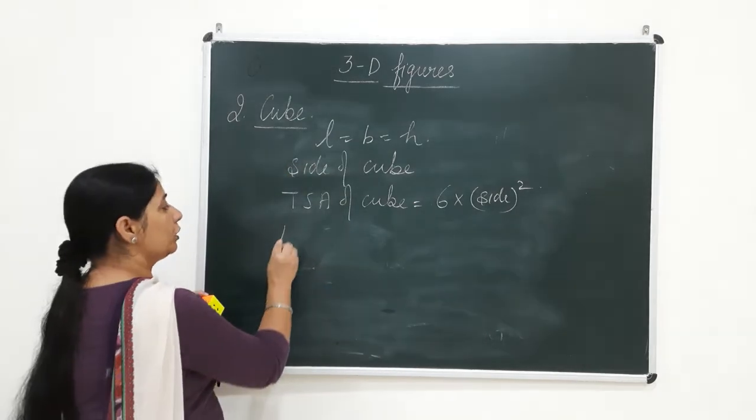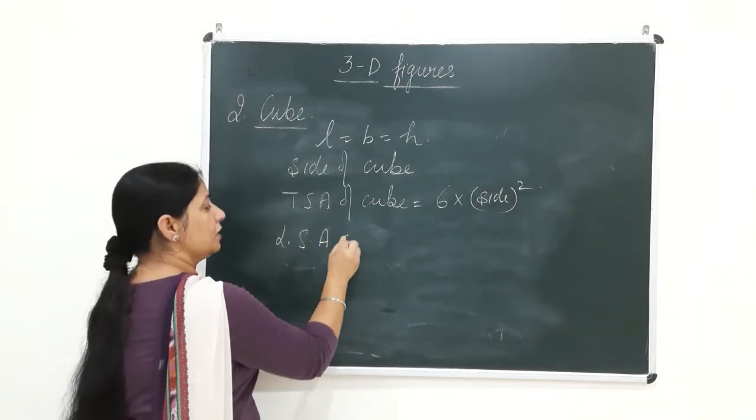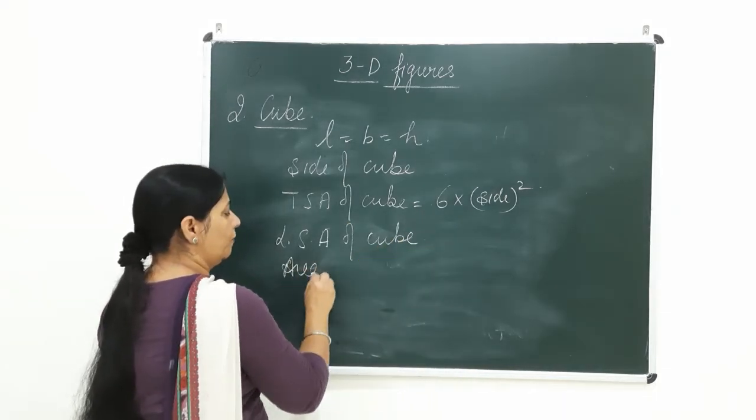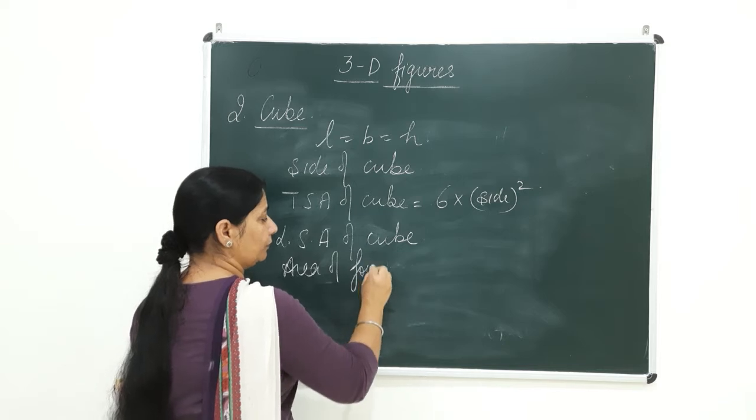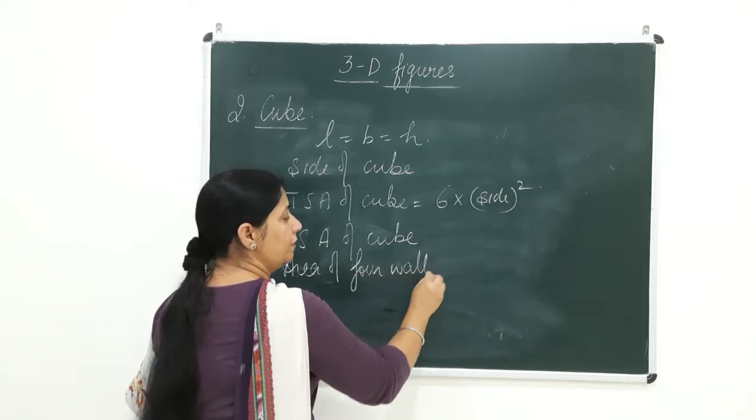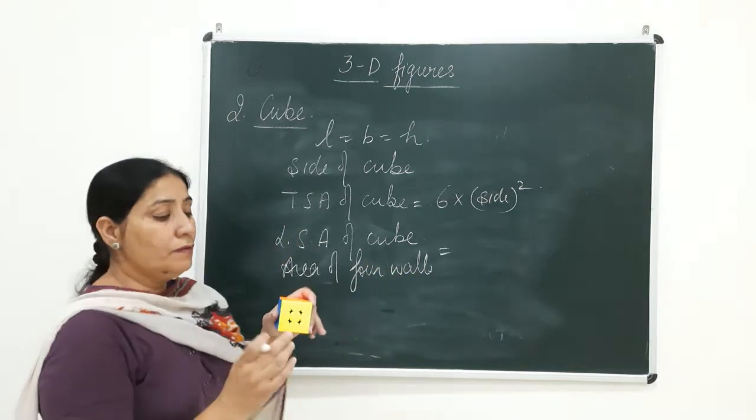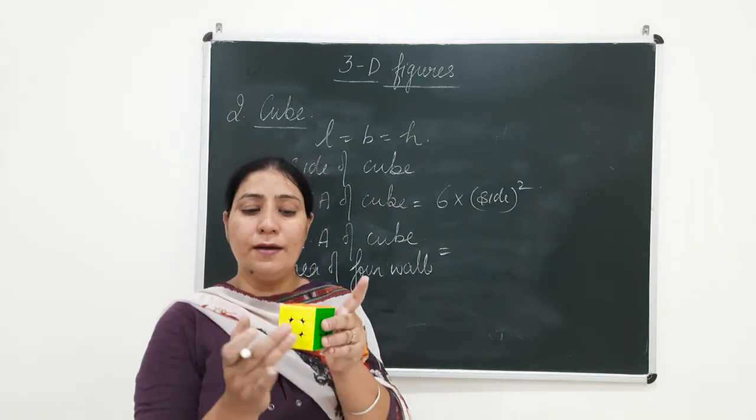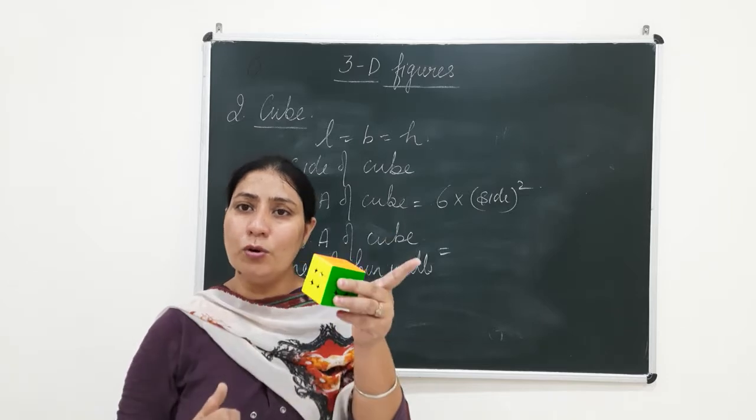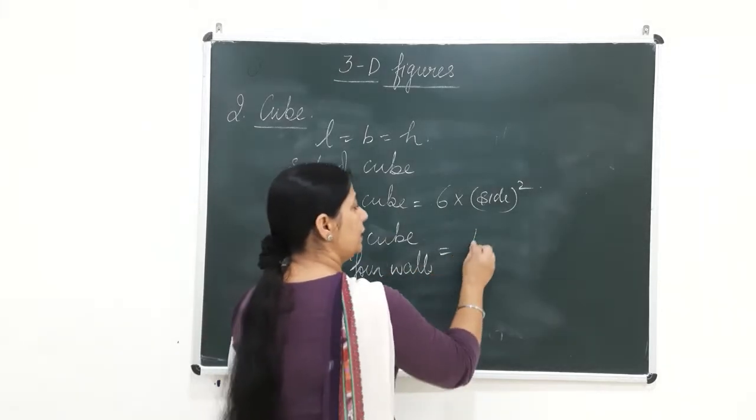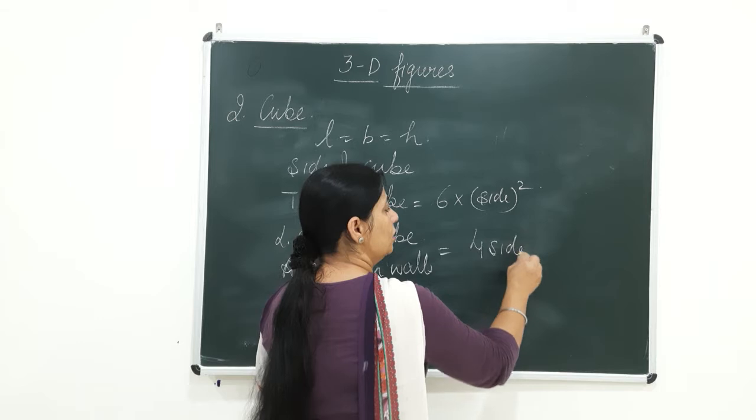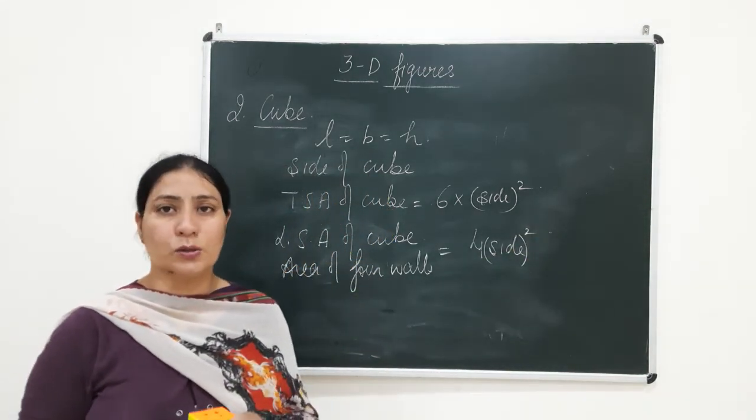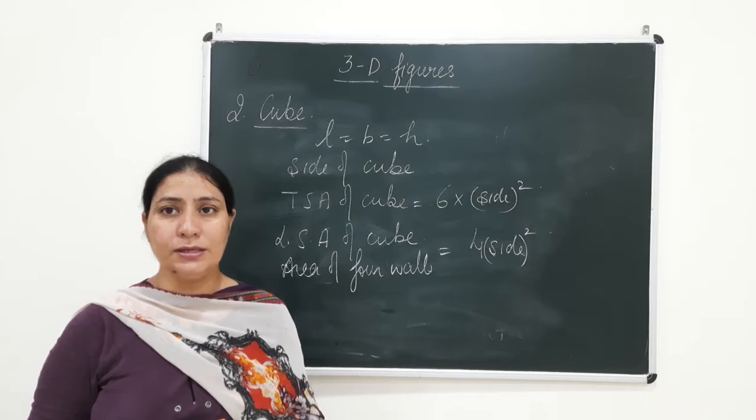Next, we will be talking about the lateral surface area of a cube, or as I told you, area of 4 walls. Now children, when we talk about 4 walls, we will not have the top and the bottom. Clear? That means we will have only how many squares now? 4 squares, and therefore the lateral surface area of a cube becomes equal to 4 into side square. Hope you are clear with this.